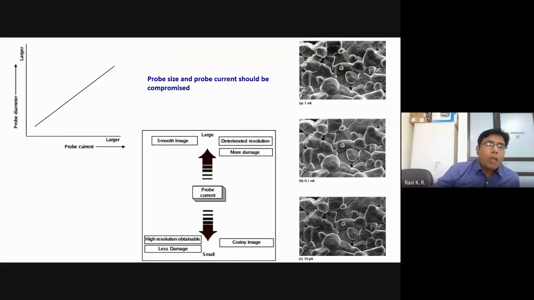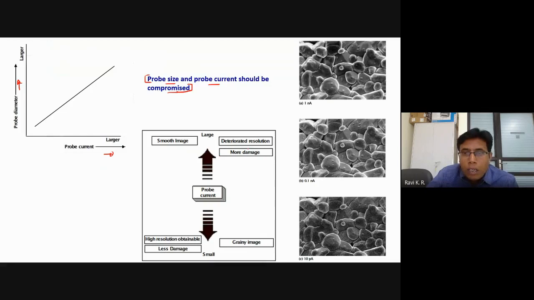But again, when you increase the probe current, the probe diameter increases, which we don't want. That's the reason we said probe size and probe current should be compromised. So these are two extremes. If you increase the probe current, then automatically the probe diameter will increase. We don't want a very high probe diameter either. But again, if you have a very low probe current, then you have a signal to noise ratio problem. That's what you can see here.